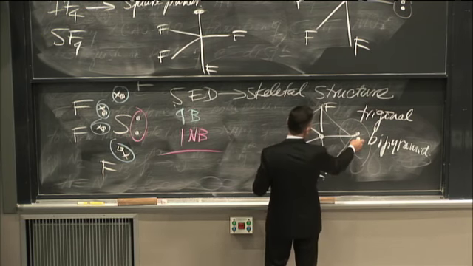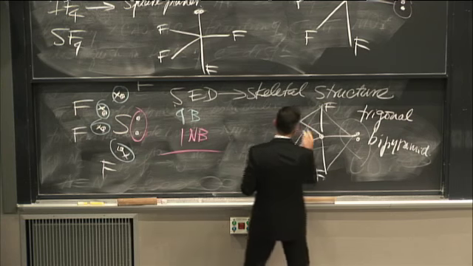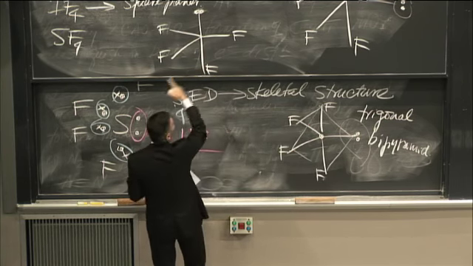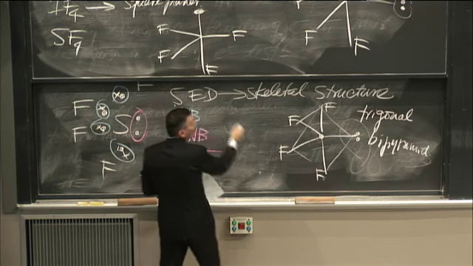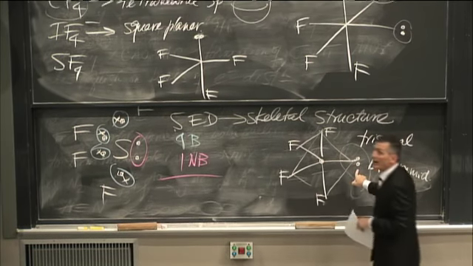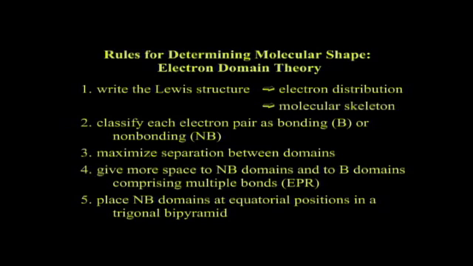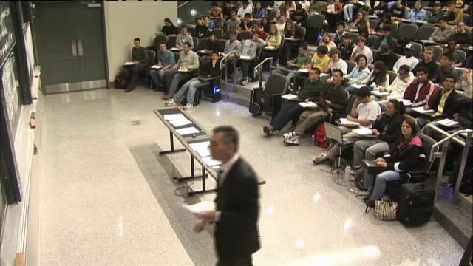So if I'm sitting here, I interact with this fluorine and this fluorine. These two are far away. If I'm here, I interact with three fluorines. So it turns out the equatorial position is favored. See? Give more space to non-bonding domains. Place non-bonding domains at equatorial positions in a trigonal bipyramid. That's what number 5 means.